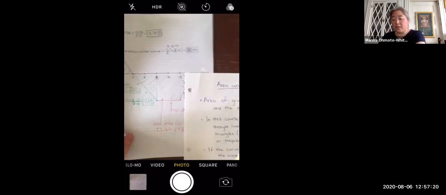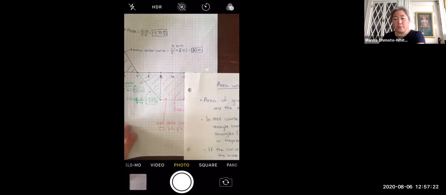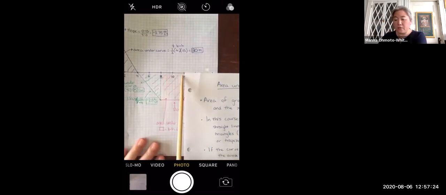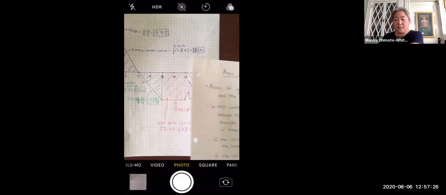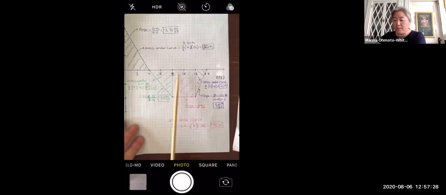If I look at the area under the curve for the pink part, it's a rectangle, so I can use base times height. My base from 8 to 12 is 4, and my height is going to be 0 to -10. So 4 times -10, or -40 meters.